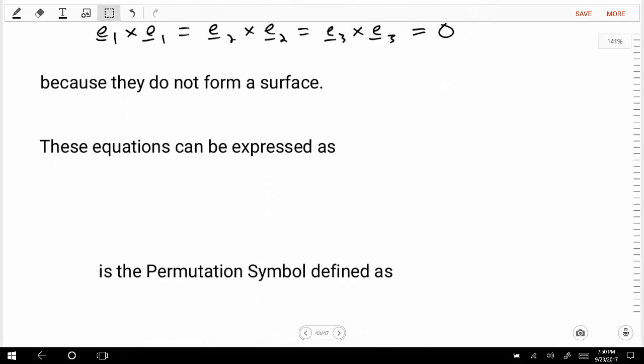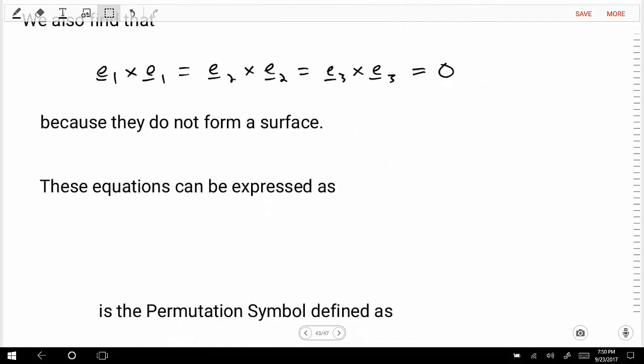So these 6 equations, the ones that tell us the cross product of i and j when they're not equal, and also the ones that tell us the cross products of k with k, meaning when they're equal, can be expressed in a simplified form, in a compressed form.